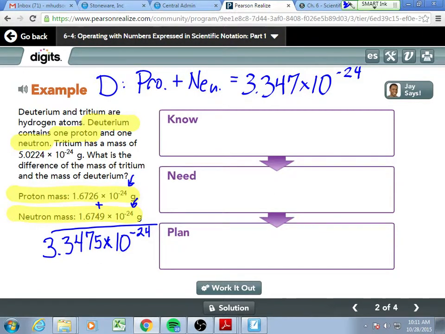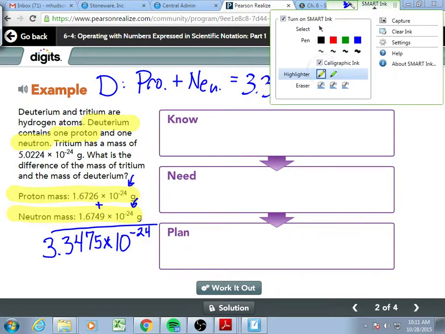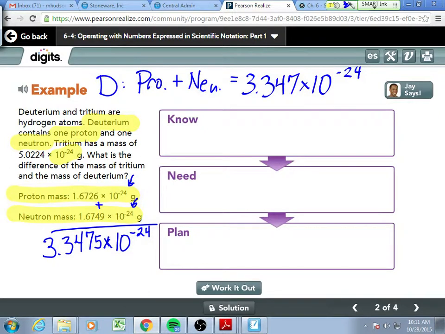Which is heavier, tritium or deuterium? Tritium. They both have the same power of 10. We see 10 to the 24th for tritium and 10 to the negative 24th for both of them. So we'll just subtract.